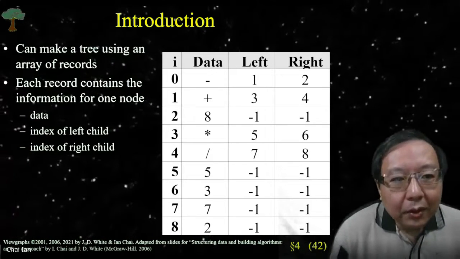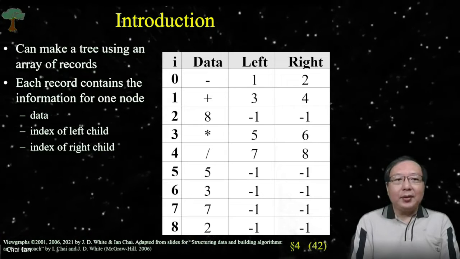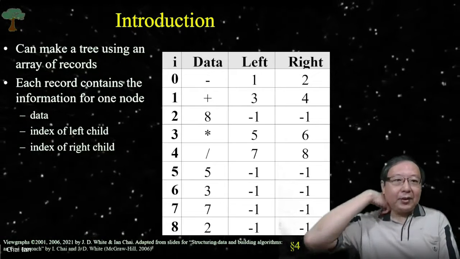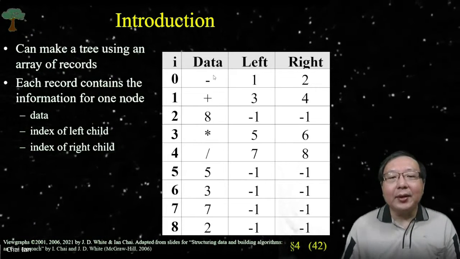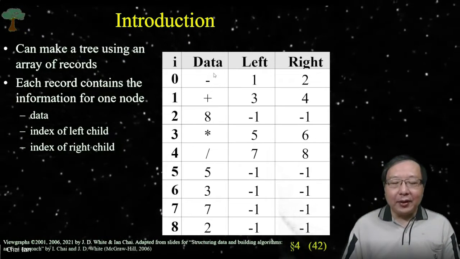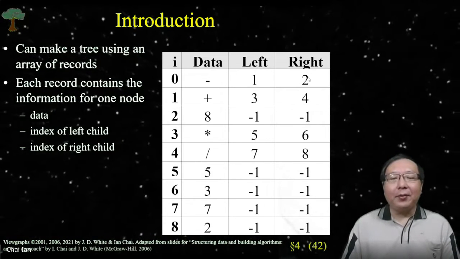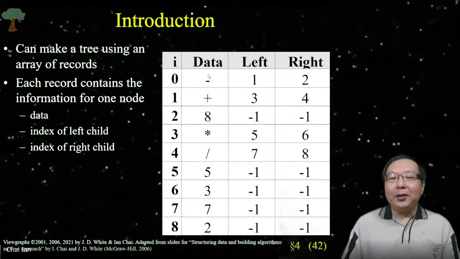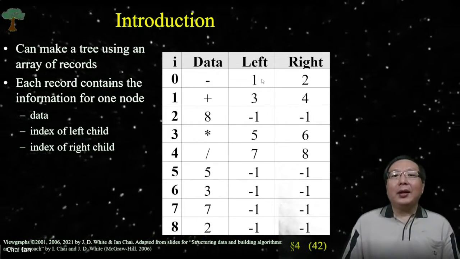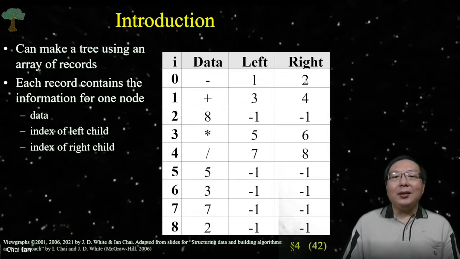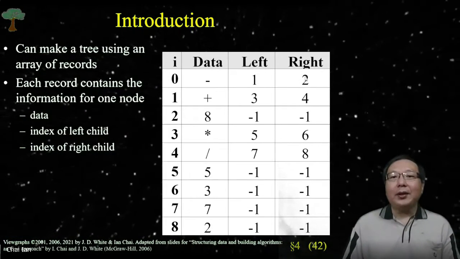We can make a tree using an array of records, and each record contains the information for one node. My record has a data variable, a left variable and a right variable. The data variable is whatever type you want for the data, in this case, characters. And the left and the right are indices into your array. So in this case, left is 1, right is 2.